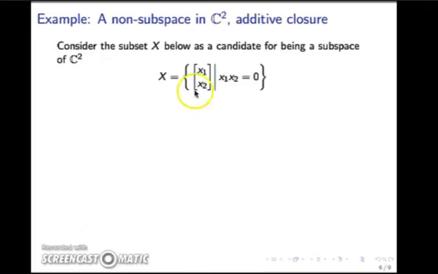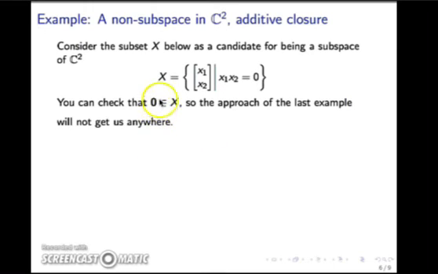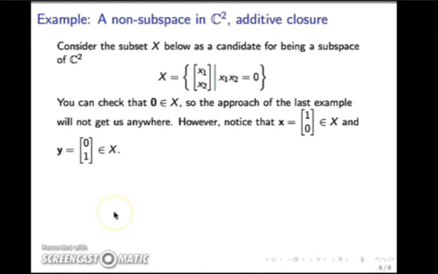Let's now consider another subset of C2. These are vectors with two entries, such that now the equation they're constrained to is that the entries, when multiplied by each other, are equal to 0. We can easily check that 0 is a member of X. That's not a problem. However, here there are other problems.